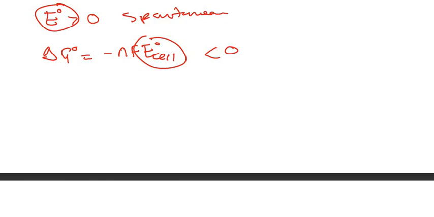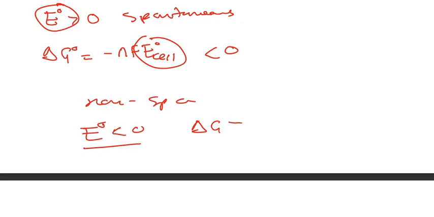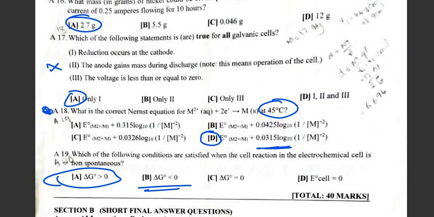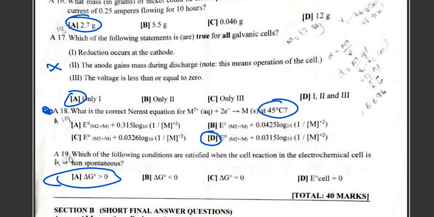In a non-spontaneous case, meaning the E cell is negative, less than 0, when you put a negative, then the negatives cancel. So G is greater than 0. So notice the difference. Spontaneous: E is greater than 0, G is less than 0. Non-spontaneous: E is less than 0, G is greater than 0. So our answer here is just going to be A. That marks the end of section A.